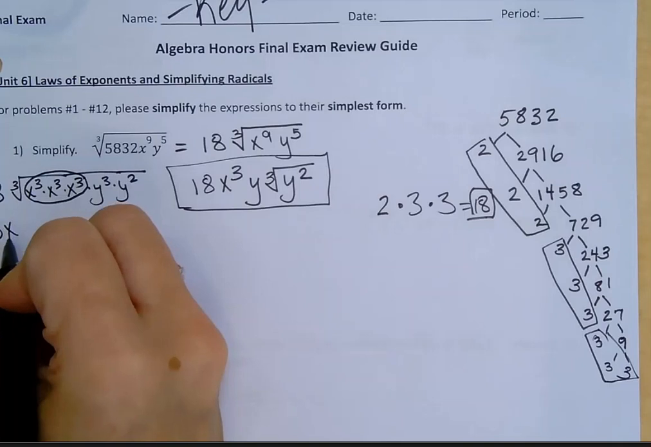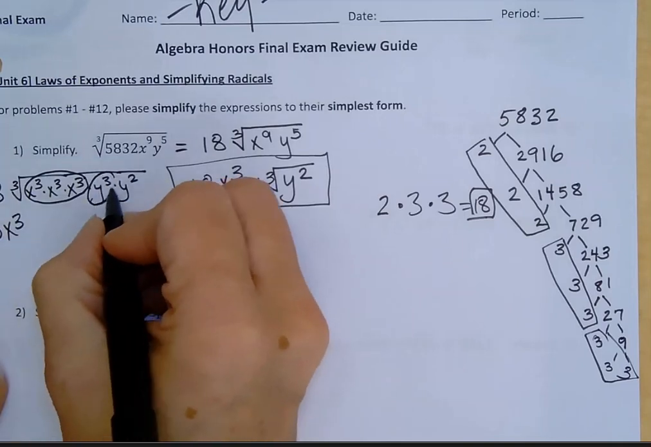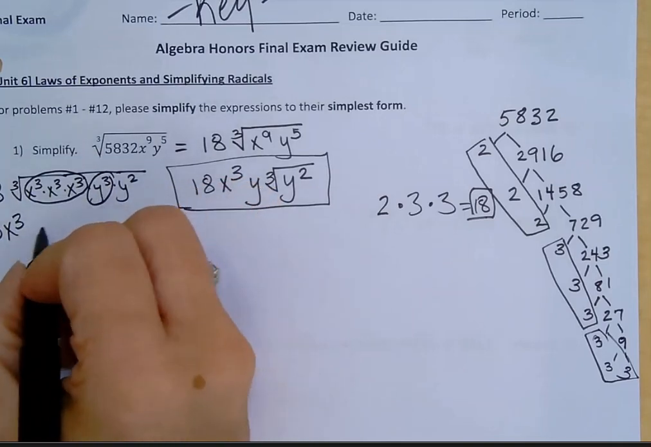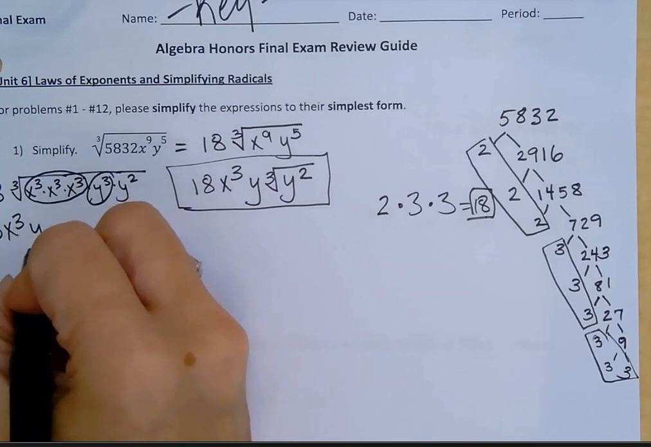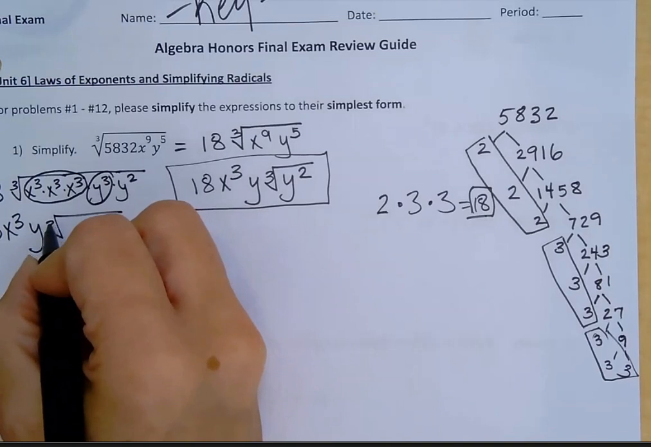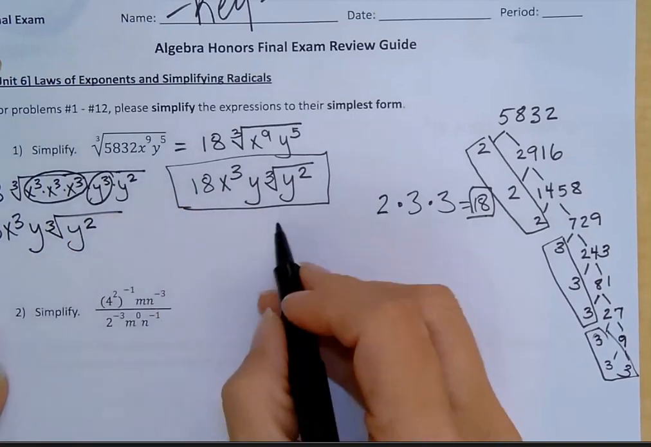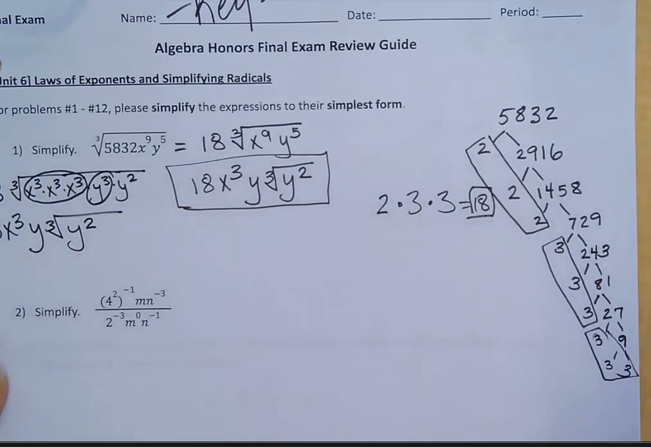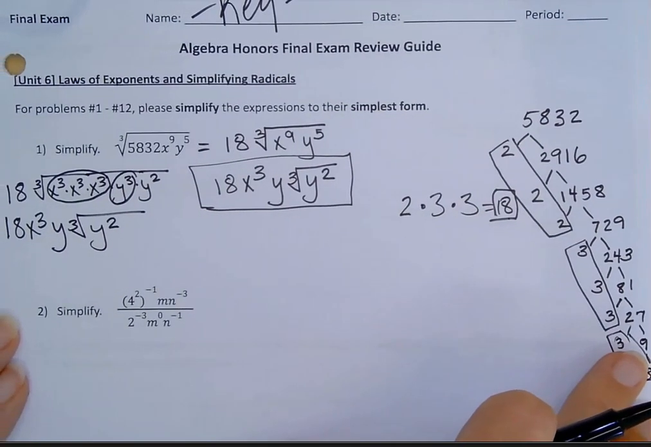I'm going to have 18x to the 3rd, and then here I'm going to just pull out y to the third and take the cube root of that. So I just have the cube root of y to the third is y, and then I would have the cube root of y squared. Same answer, 18x cubed y times the cube root of y squared. Oh, I'm sorry, you couldn't see my 18s over there.